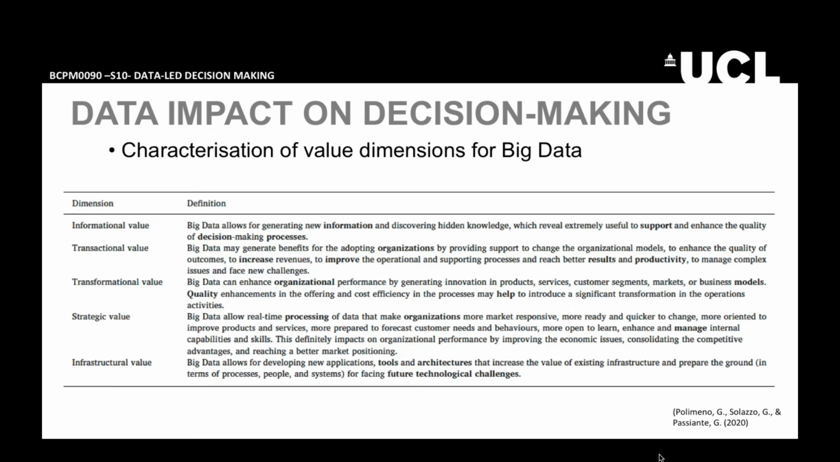The first one is information value, which is connected with the generation of new information, the discovering of hidden knowledge that obviously is going to be very useful to support our decisions.